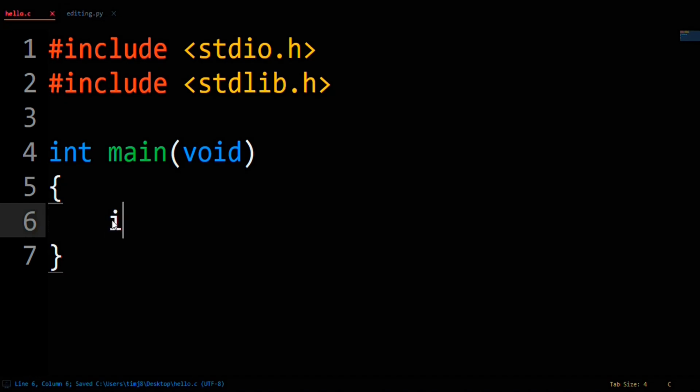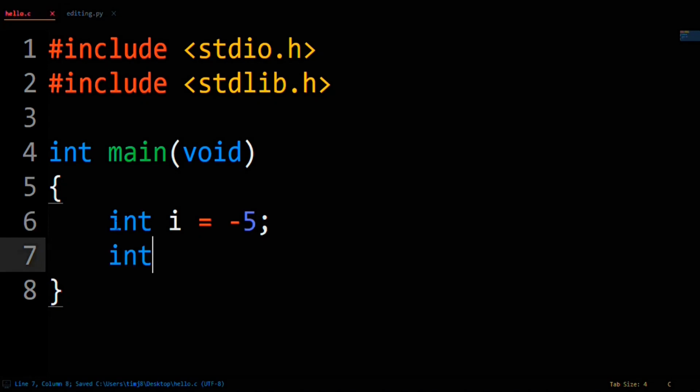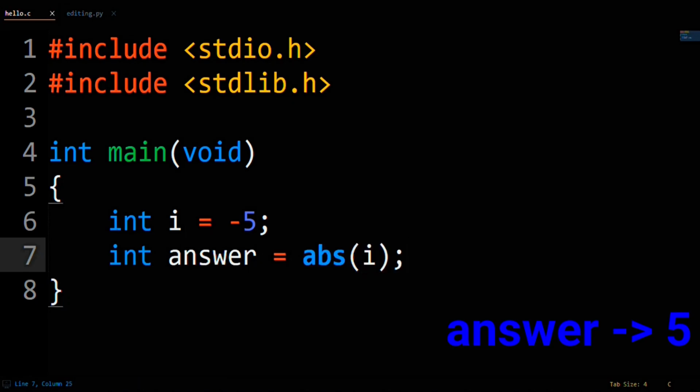int i equals negative 5. int answer equals absolute value of i. If you were to print out answer, it would end up being 5.